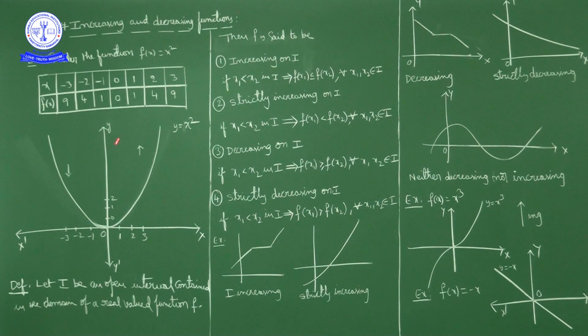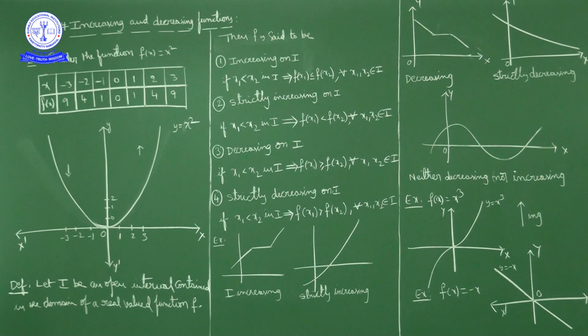So y = x² or f(x) = x² is an increasing function for x positive, and a decreasing function for x negative. An increasing function means as you move from left to right, the graph has to increase. A decreasing function means as you move from left to right, the graph has to decrease. f(x) = x² is a decreasing function for x negative.